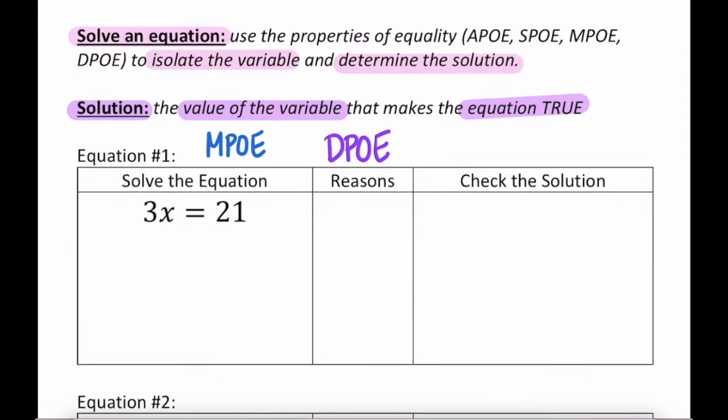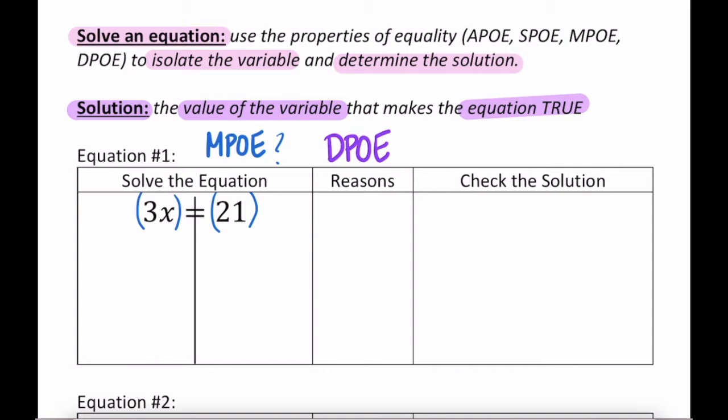Let's look at equation number 1. As always, I like to start by putting a line down the middle of my equal sign to keep the left side separate from the right. Let's start with multiplication. The multiplication property of equality means I have to multiply both sides of the equation by the same value to remain true.